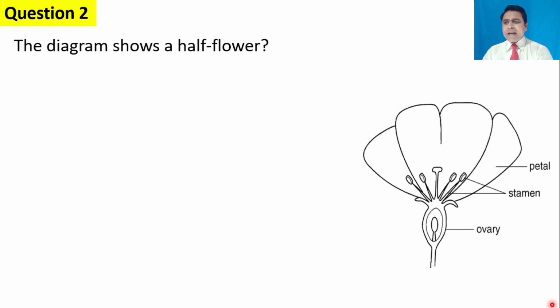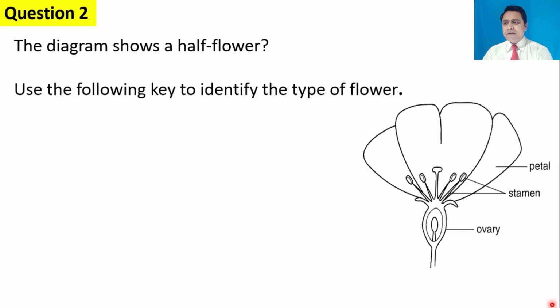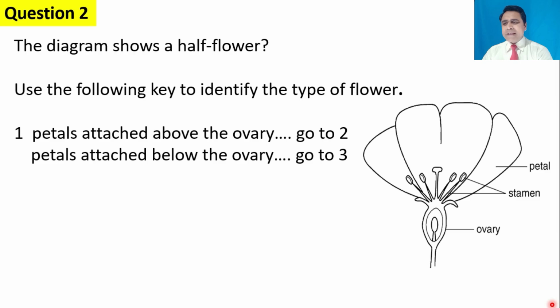Question 2. The diagram shows a half flower. Use the following key to identify the type of flower. 1. Petals attached above the ovary, go to 2. Petals attached below the ovary, go to 3. This is a flower and this is the ovary, and these are petals 1, 2, 3, 4. 4 petals in half flower. Petals are above the ovary. So we will go to 2.